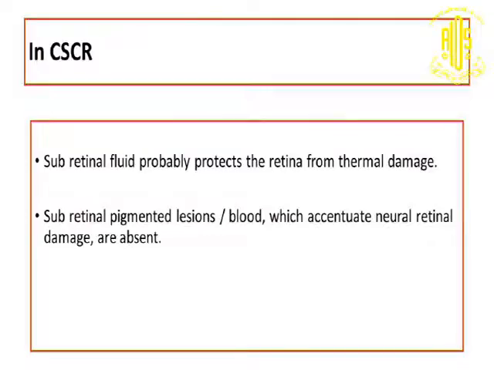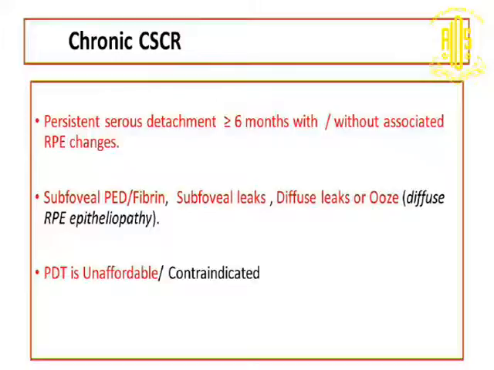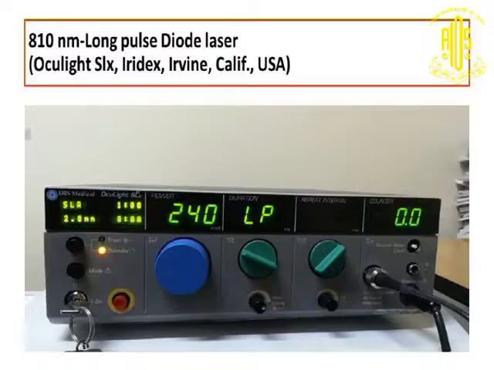The subretinal fluid under the macula actually protects the neurosensory retina from any thermal damage in chronic CSR. Currently we use it only in chronic cases of more than 6 months, and, as Dr. MPS said, for subfoveal leaks, subfoveal PEDs or thick subfoveal fibrin, which I will be demonstrating now, or when there is a diffuse RP epitheliopathy with diffuse leaks or ooze at the macula. And if PDT is unaffordable, or if it is contraindicated, then we offer this treatment to the patient.